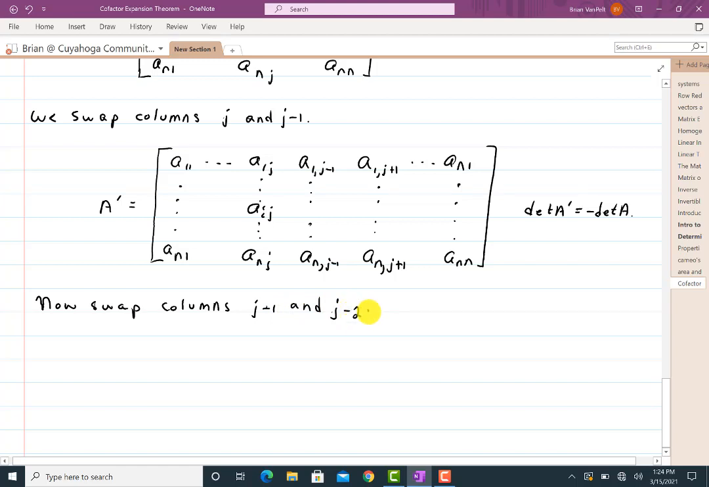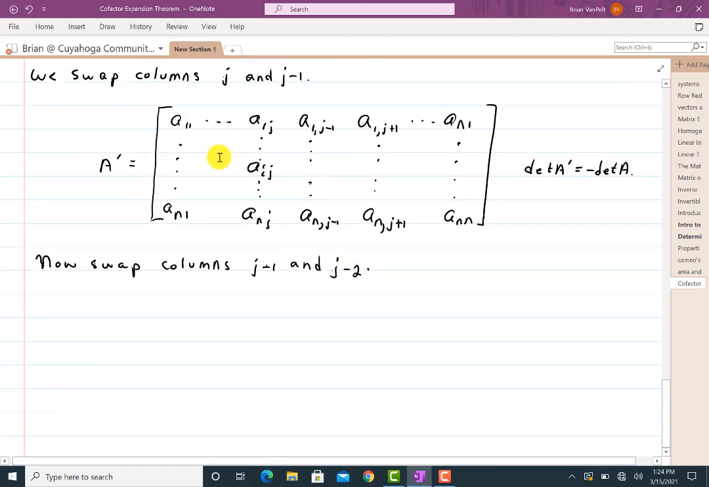J minus 2. So what I'm going to do now is I'm leaving everything alone here, but this is in the J minus 1 column right now. I'm going to swap whatever is in the J minus 2 column with it. And here's what I get. Let's call it A double prime. I only need a couple of these till you get the idea.